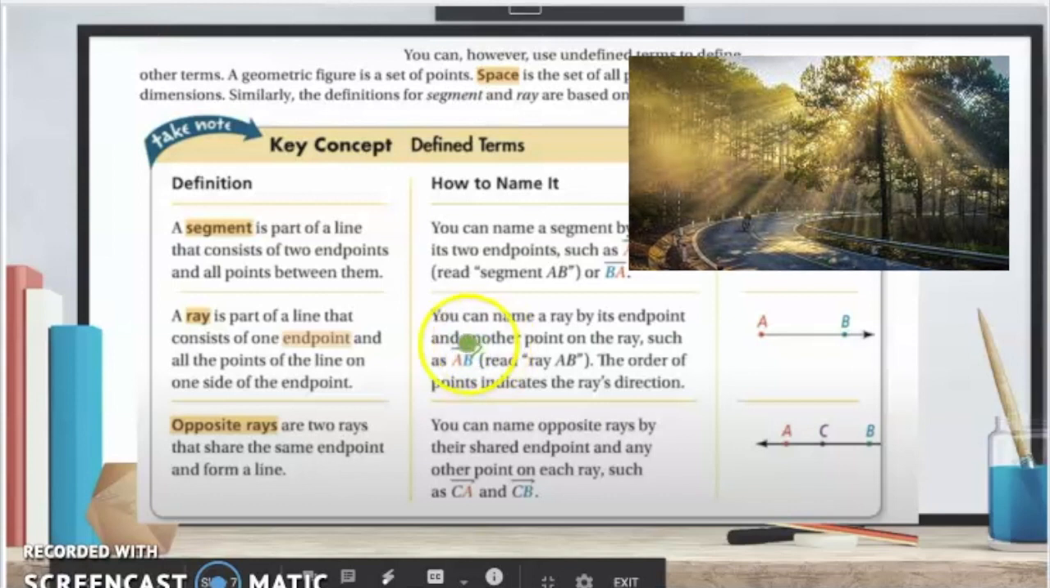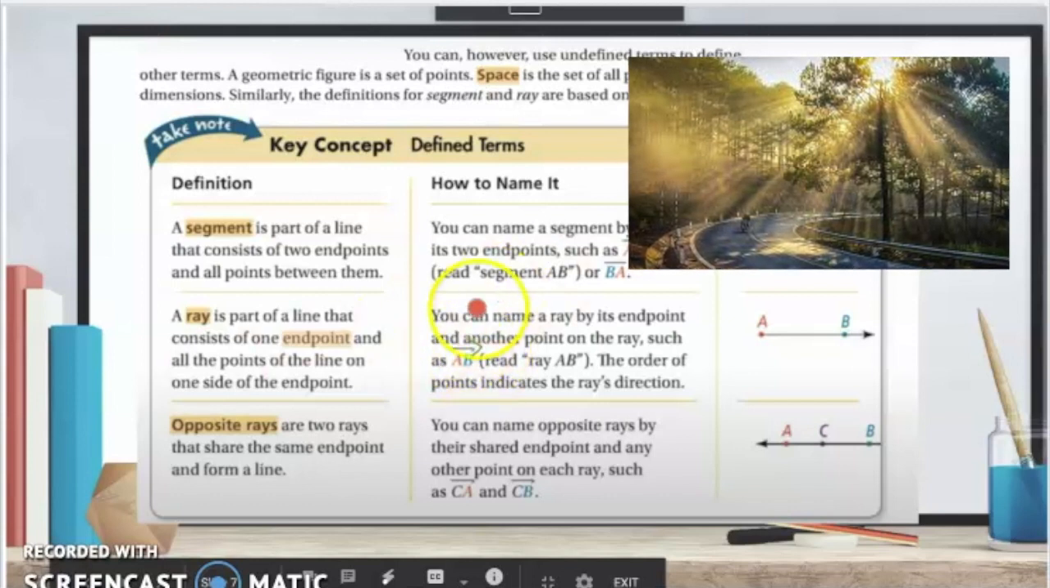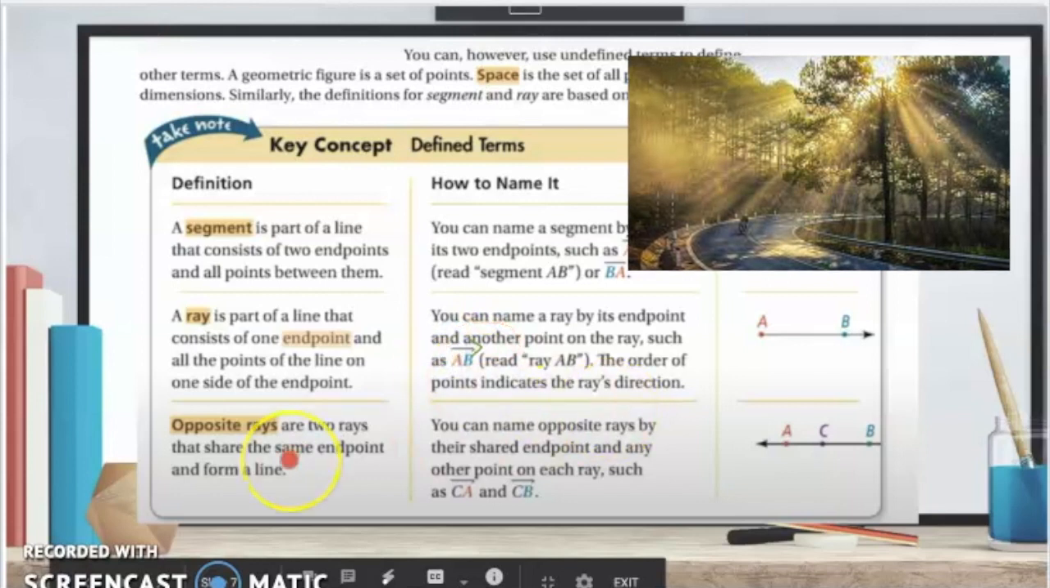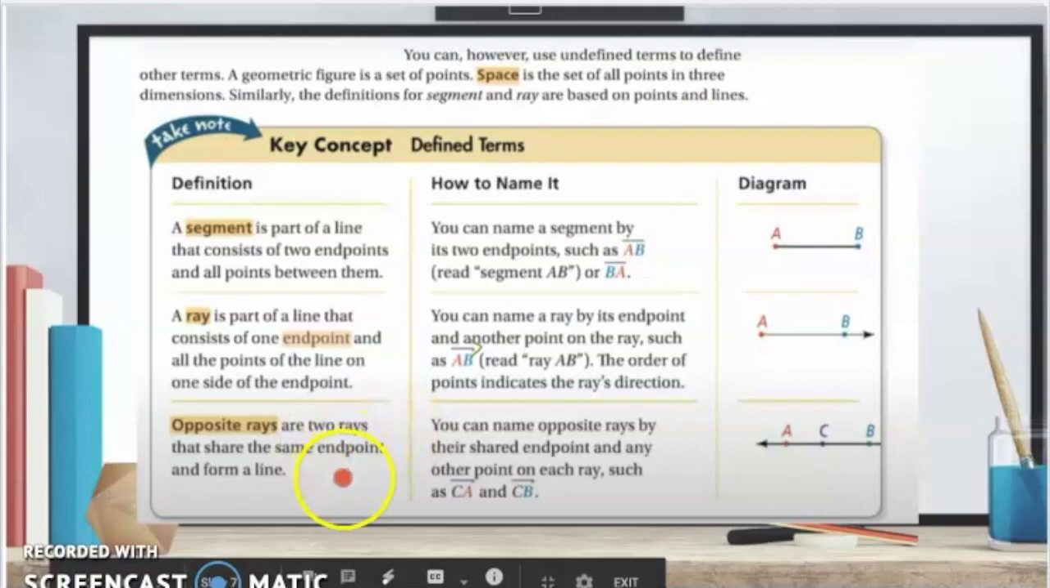Okay, so I draw it in so you can see that. Now, here's the notation for a ray. And finally, we have opposite rays. These are two rays that share the same endpoint from a line.